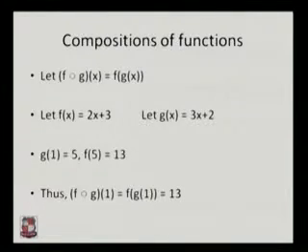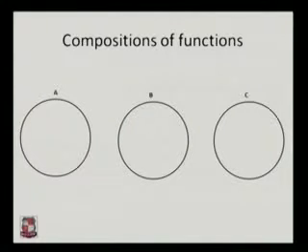That means g of 1 is equal to 5, so f of 5, and f of 5 is equal to 13. So the answer of f over g of 1 is equal to 13. This is one small example of composition of function. The idea of composition is like this one.